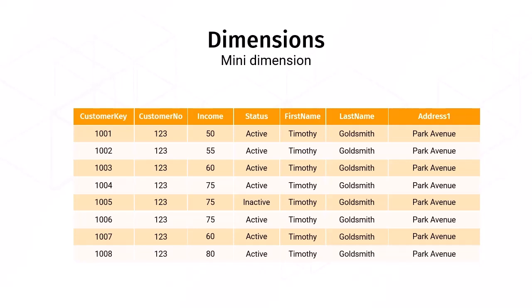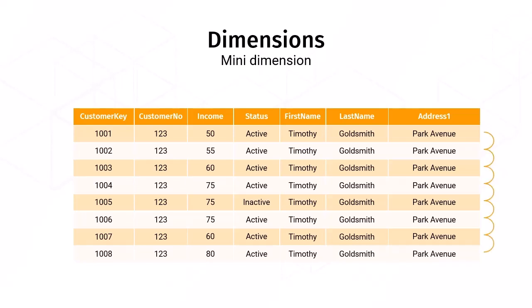There is also, for example, a zip code or residential address. There may be 30 other attributes that are also included in this dimension. In practice, this means that each time the status or income changes, a new line is added. All other attributes are then copied just because there has been an income change.